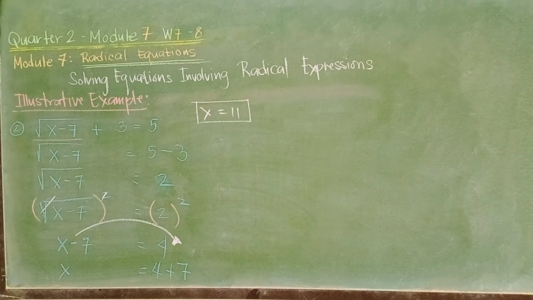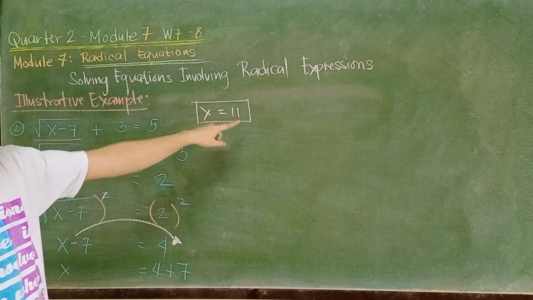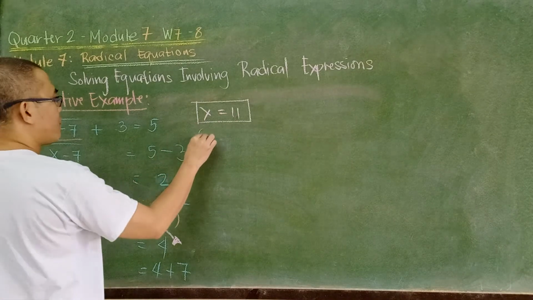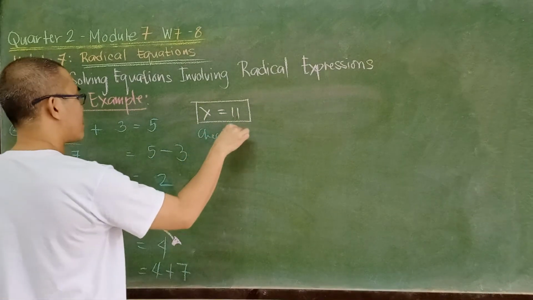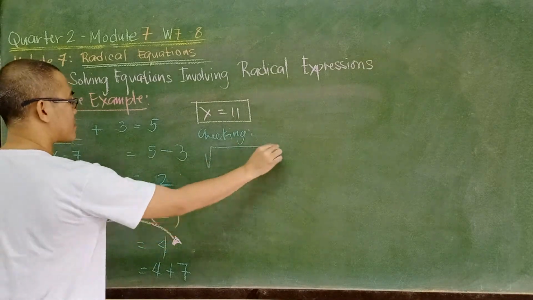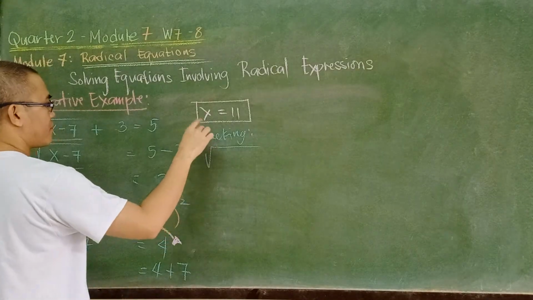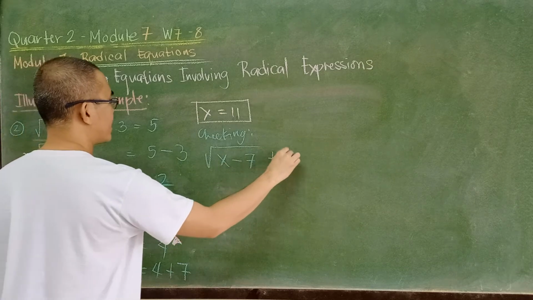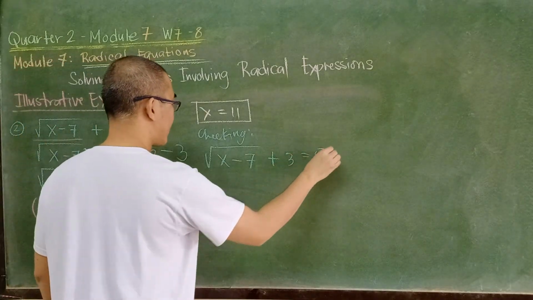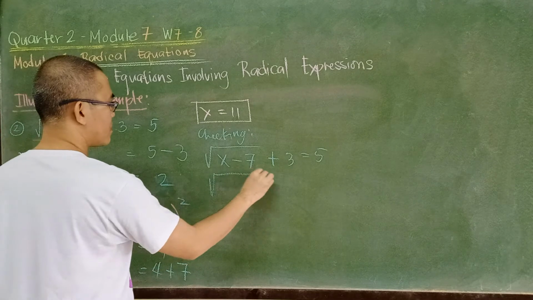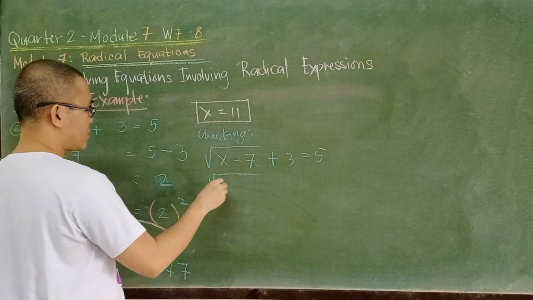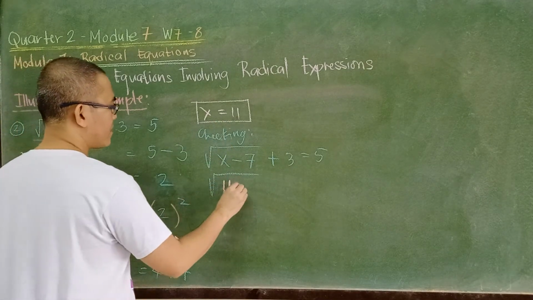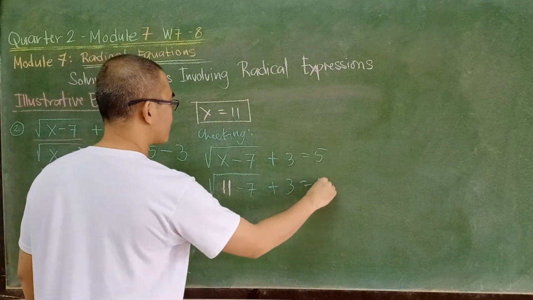Now to check if x is equal to 11 is correct, yung 11 na yan, isa-substitute natin dito sa x natin sa given. So ito papalitan ko ng 11 since sabi niya x is equal to 11. So for checking, we have square root of x minus 7 plus 3 is equal to 5. Yung x papalitan ko ng 11, so that is square root of 11 minus 7 plus 3 is equal to 5.